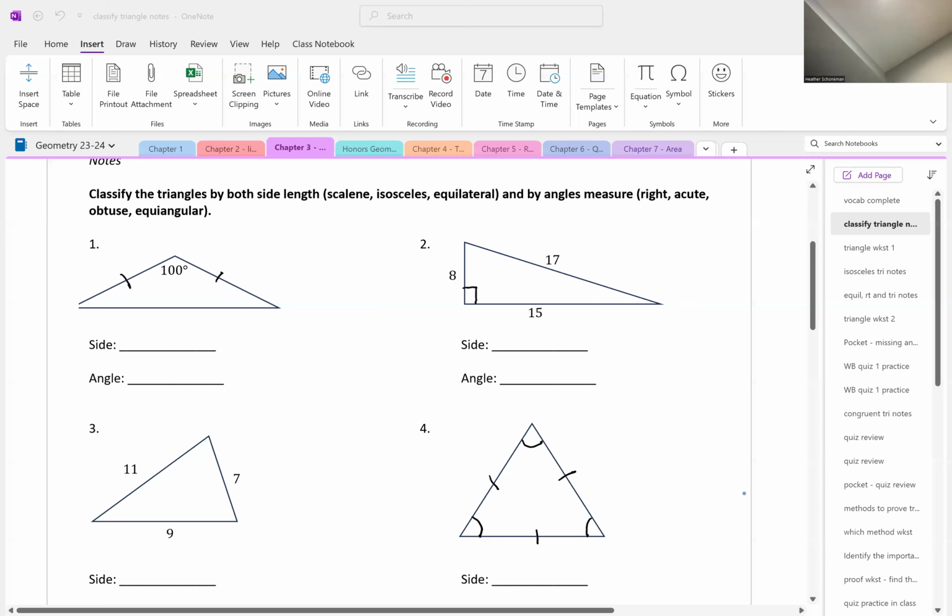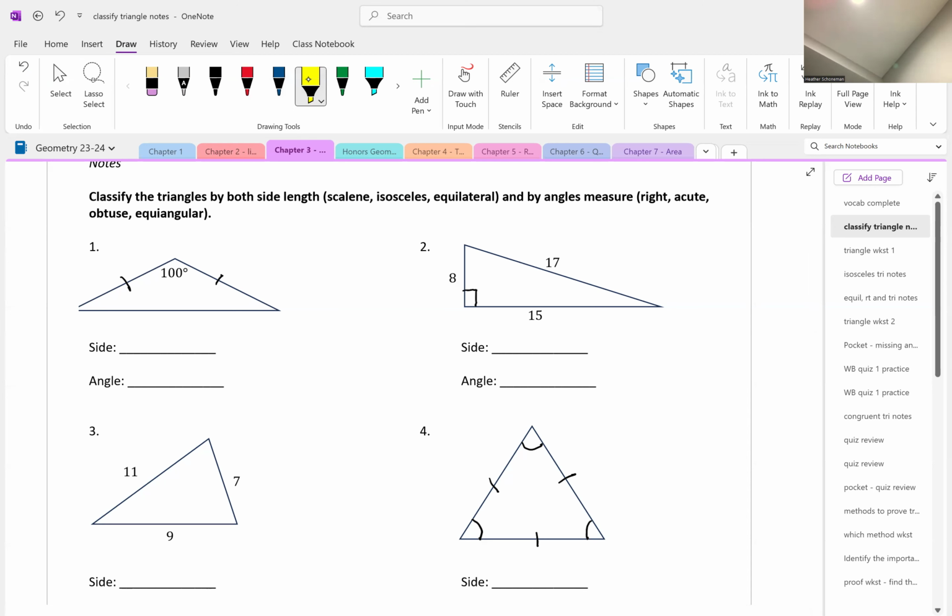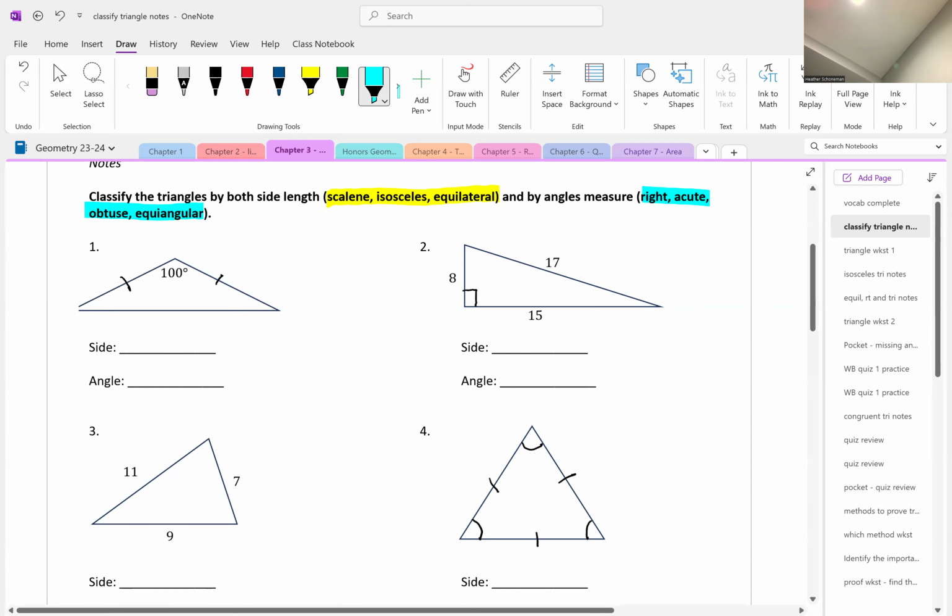Okay, this is the second video for you to watch while I'm gone. And this one is talking about classifying triangles, and not just the definitions, but actually using them as part of a problem. So the first thing we want to do is see some pictures and practice those classifications again and use that vocab. Remember, there's two ways to classify them: by side, scalene, isosceles, equilateral, and by angle, right, acute, obtuse, and equiangular.